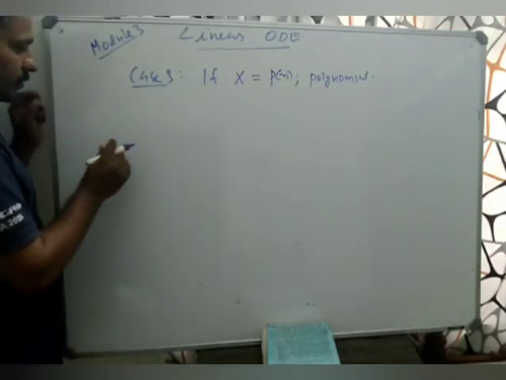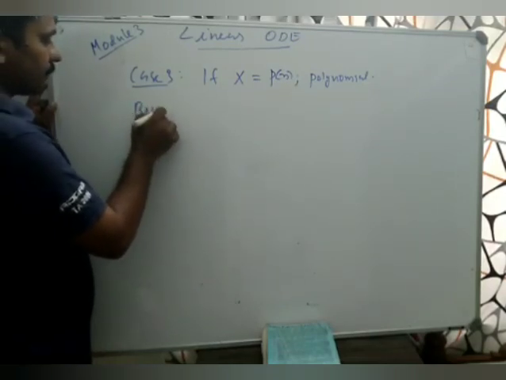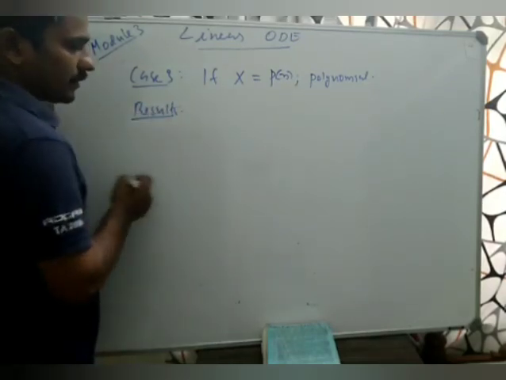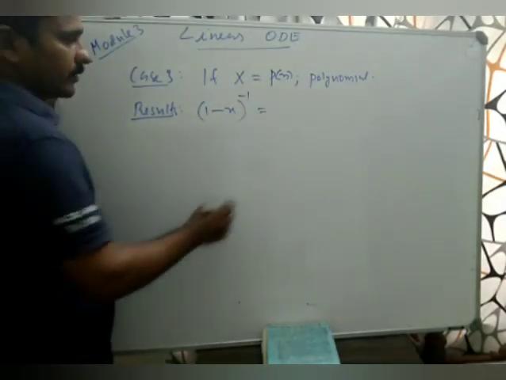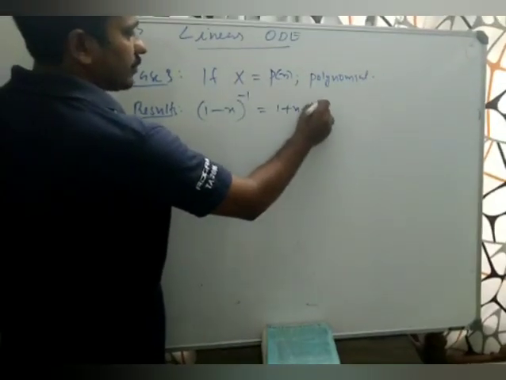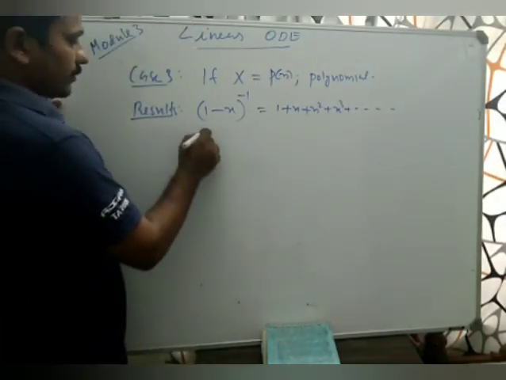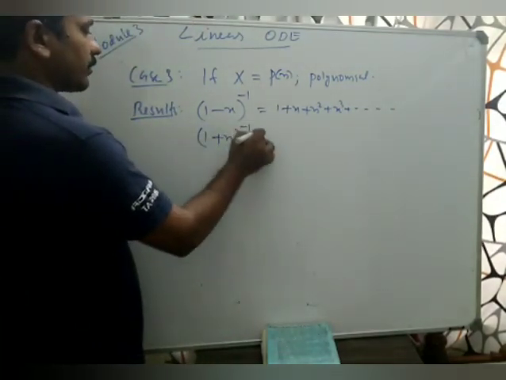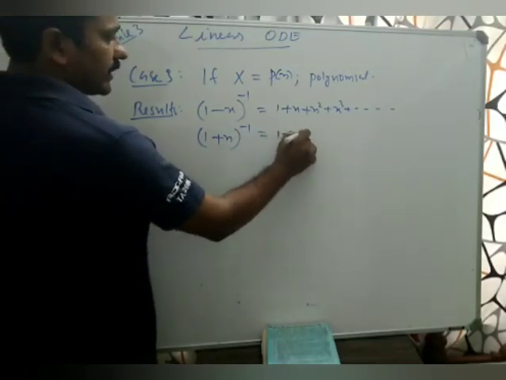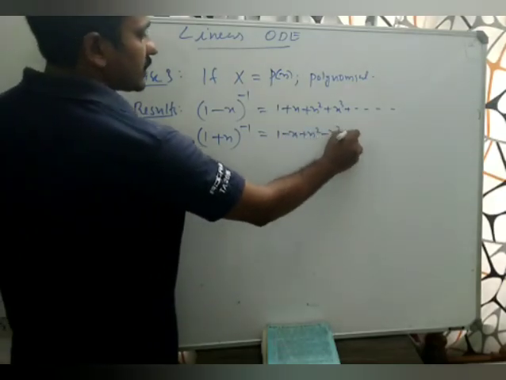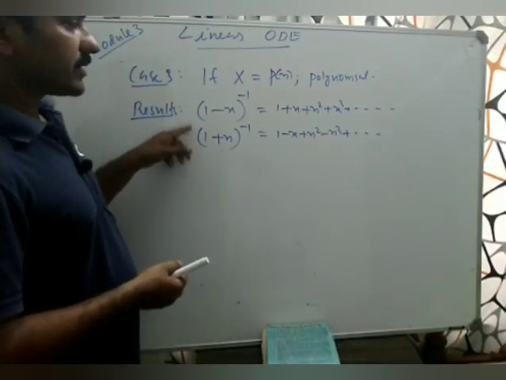And here we are supposed to memorize certain series expansions, like 1 minus x the whole to the power minus 1 is equal to 1 plus x plus x squared plus x cube plus etc. Similarly, 1 plus x all to the power minus 1 is equal to, this one will have alternate plus and minus. So 1 minus x plus x squared minus x cube plus etc. Okay, so just memorize these two results.